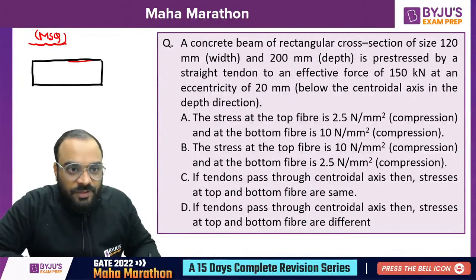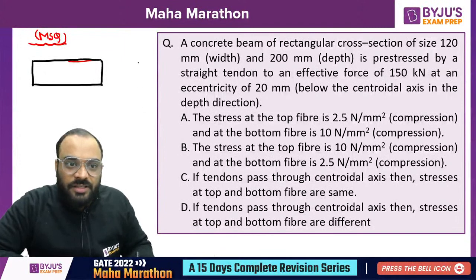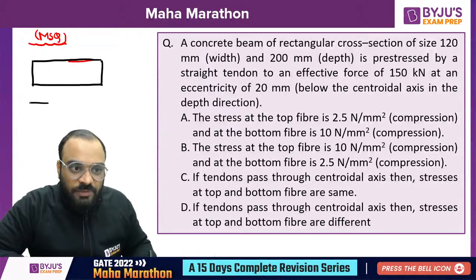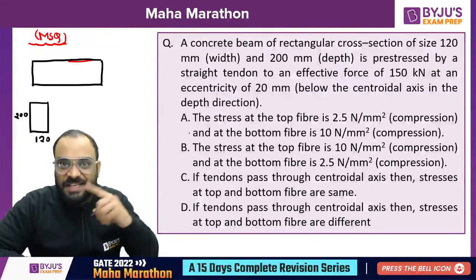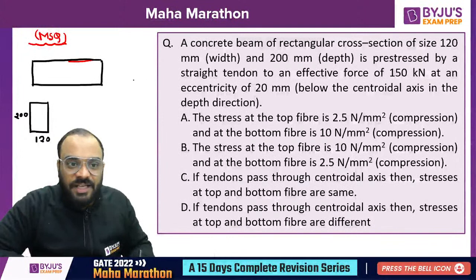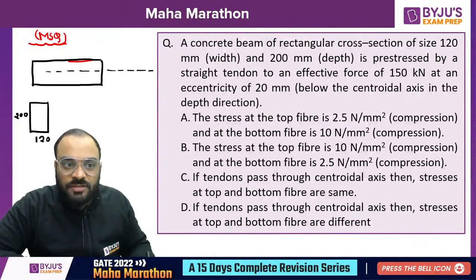This is the beam which is given to us. The cross section is also known to us, right? So let me draw it. The cross section is basically 120 by 200. Now, if we are trying to pre-stress it with an eccentricity of 20 mm with respect to the centroidal axis, this is our pre-stressing force which has a certain eccentricity, which is given to us as 20 mm.